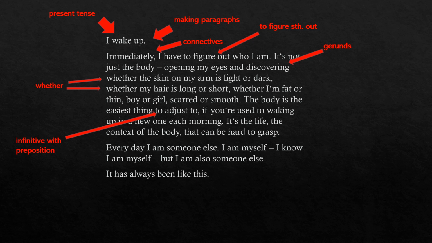Using an infinitive with a preposition. "The body is the easiest thing to adjust to." Very English, easy to understand, but rarely used by students. Make sentences like that. The situation was the hardest one to get used to. He was the nicest person to talk to. He was the nicest person to be with.